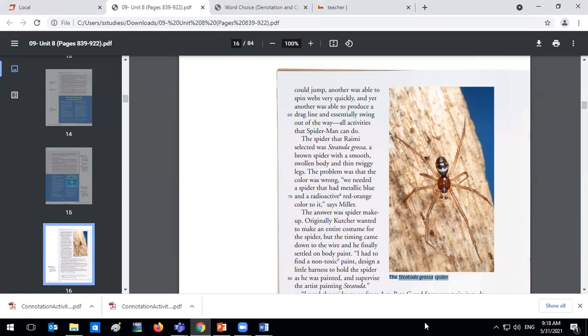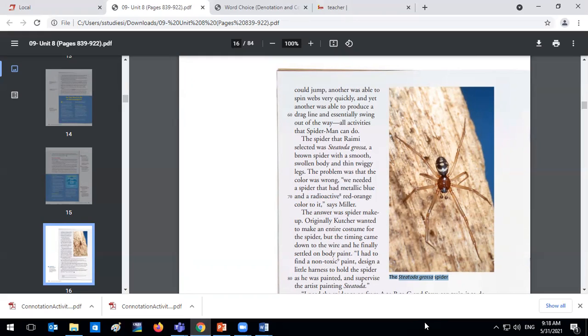Why? Because people like me and you, we're not really familiar with spiders. We don't know their names, so we cannot tell what this is. So a caption will be very helpful for such readers. And this spider is specifically called a Cetoda grossa. Who would have thought?